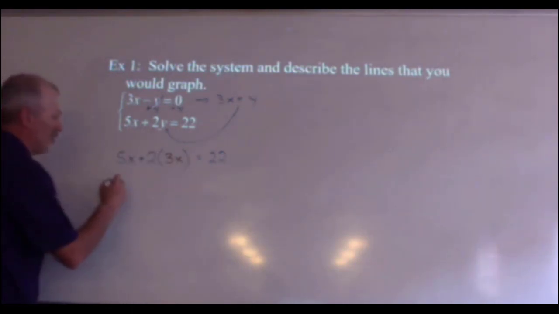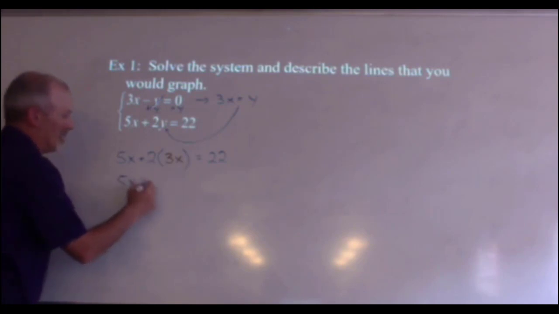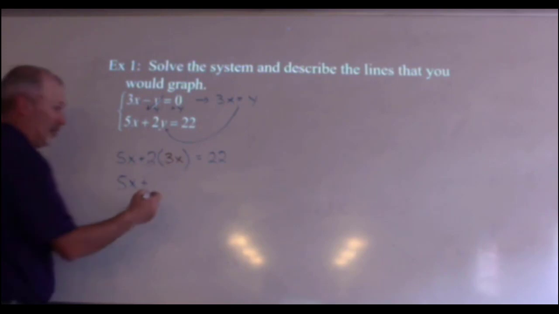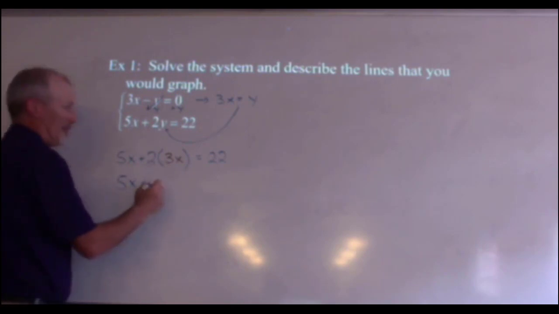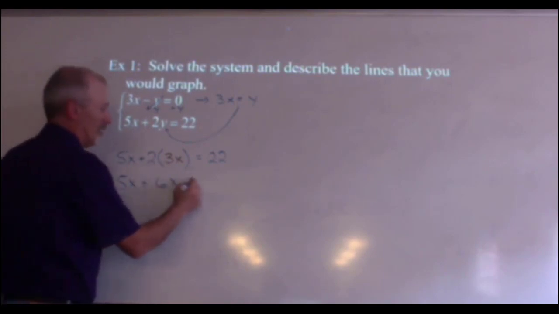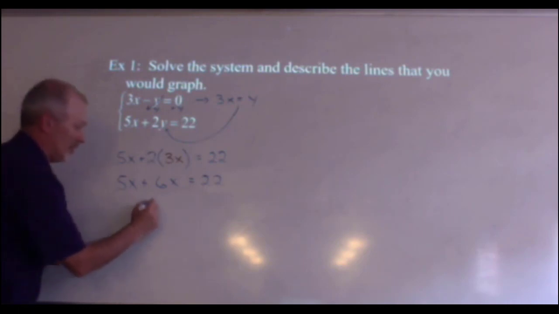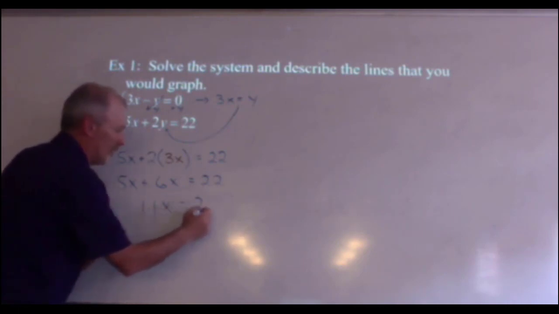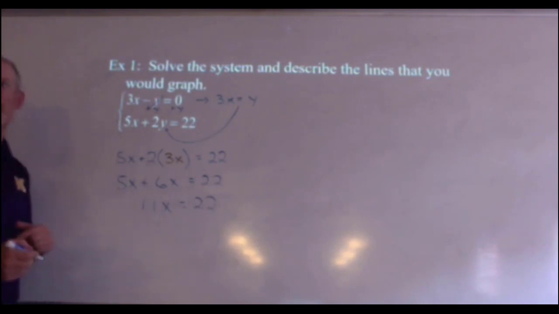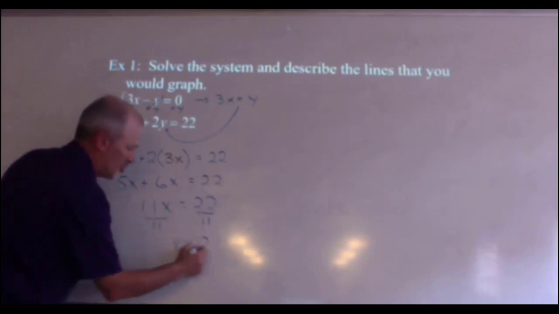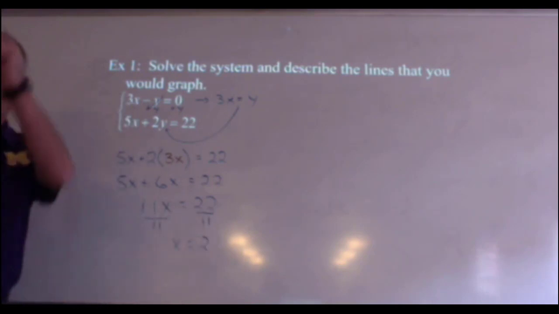So 5x, we can't do anything there yet. But this is going to be 2 times 3x, and what does that give us? 6x. And then equals 22. And then we combine like terms. So 5x plus 6x is 11x, right? And then what do we do to finish that one off? Divide by 11. So x equals 2.